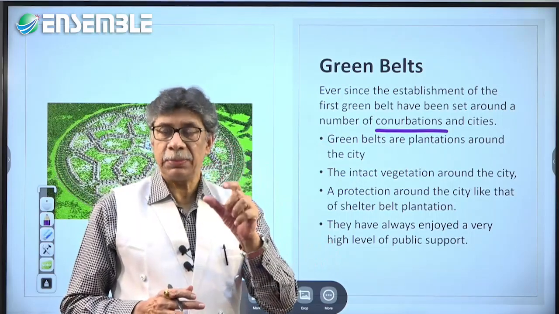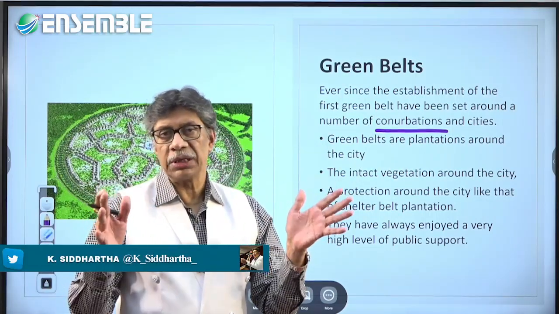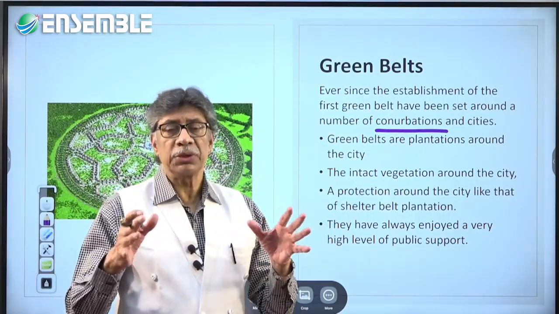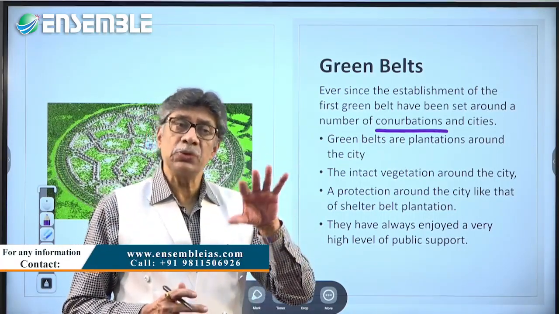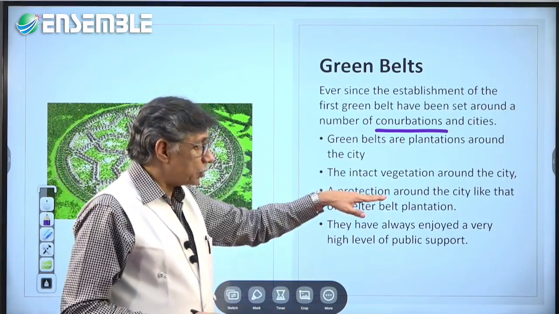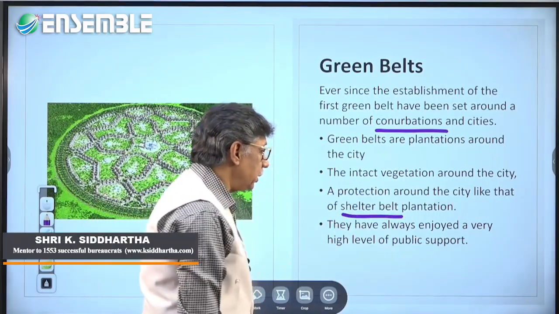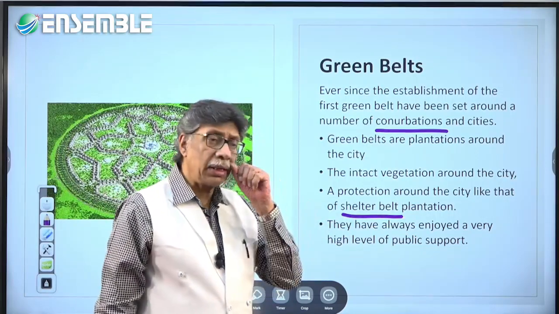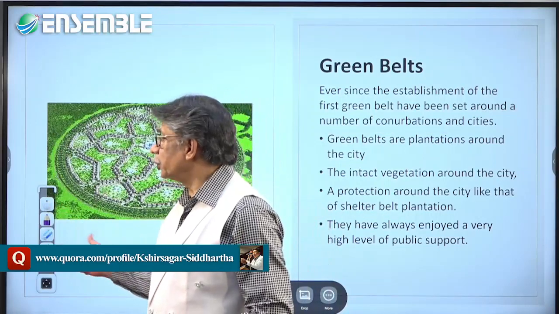So it's a shelter belt plantation which can be something like 5 kilometers by 1,000 kilometers, 5 or 6 kilometers wide, with all the types of trees one can imagine suited to that agroclimatic condition. So it's a protection around the city, almost like a shelter belt plantation. And such green belts have always enjoyed a very high level of public support because people obviously enjoy this part.